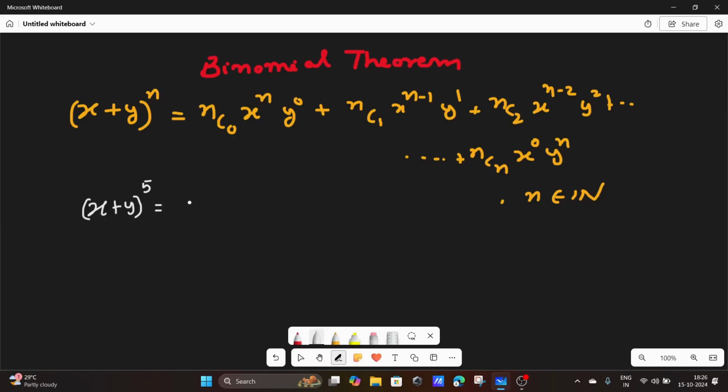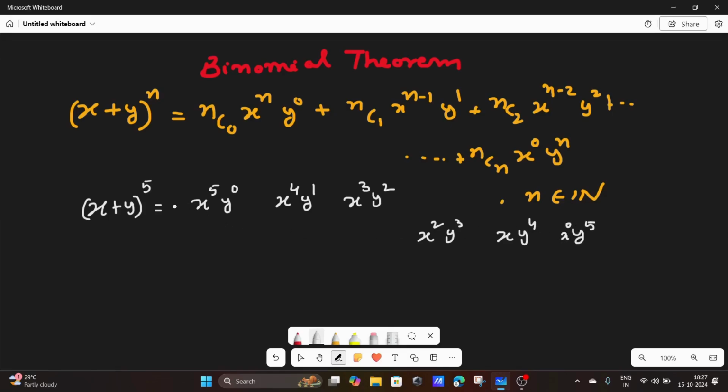In the first term, what variable term will come? x^5, and if you want, write y^0. In the second term, what will come? x^4 y^1. Third term, x^3 y^2. Fourth term, x^2 y^3. Fifth term, x y^4. And the sixth and last term is y^5 or x^0.